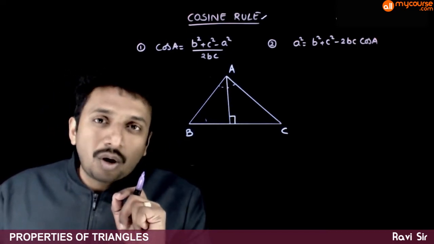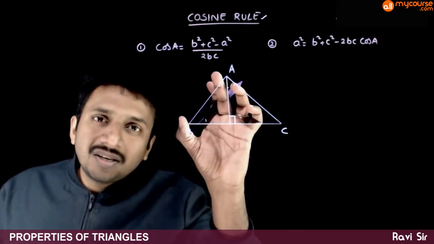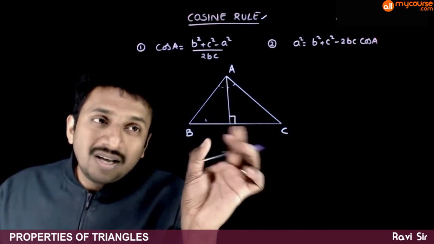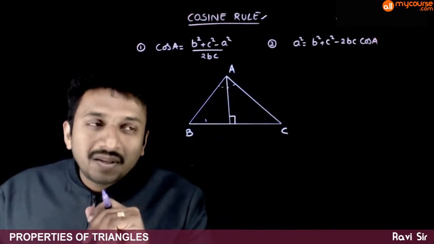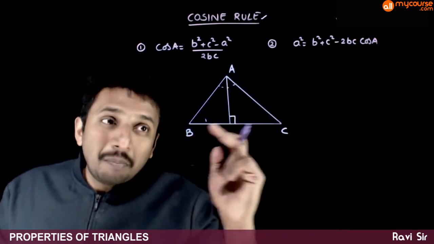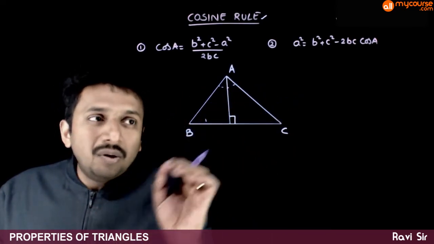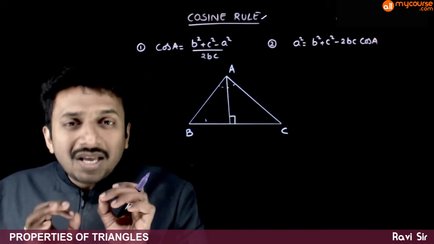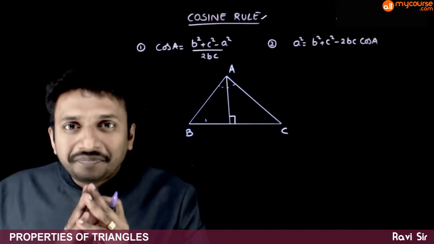So this is what the cosine rule says. Similarly, if you want cos B, you just need to write (c square plus a square minus b square)/2ac, which gives you the value of cos B. If you want cos C, (a square plus b square minus c square)/2ab will be the value of cos C. So if 3 sides of a triangle are given, the cosine rule gives you the formula to find each of the angles of the triangle.